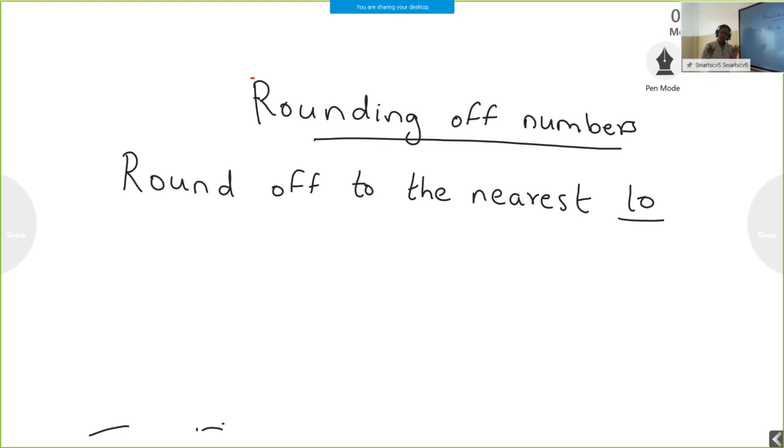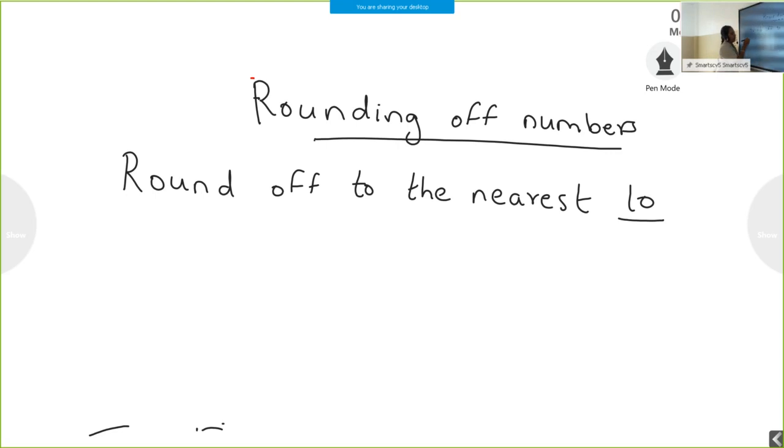I know you already learned this topic, rounding numbers. Once again, since the topic is there in the textbook, we have to go through that. First one we are going to round off the numbers to the nearest 10. So we can do this only with examples. With examples I will explain the rules that we are following for rounding numbers.